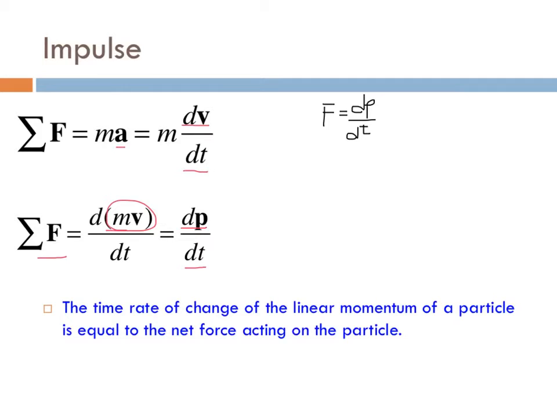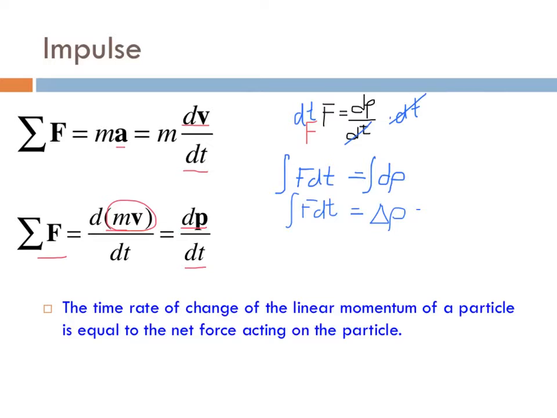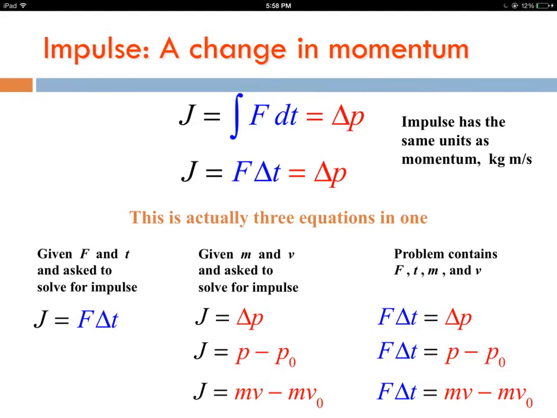Another way is if we multiply each side by our change in time, and then we can take the integral of a force function with respect to time, and that will also give us our change in momentum. Now, change in momentum is also known as impulse, which is represented by a J. So you basically have two equations for impulse, one with an integral, one without.